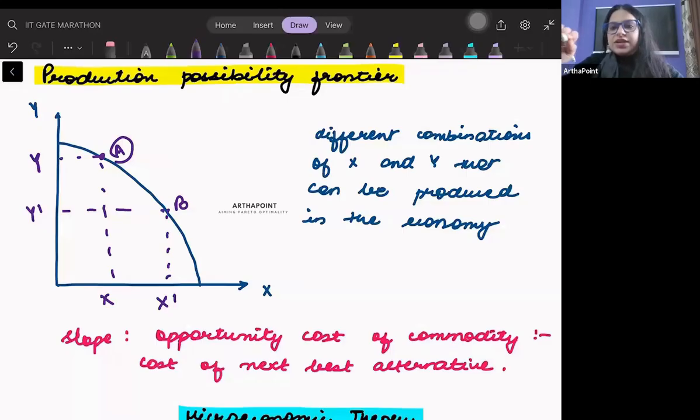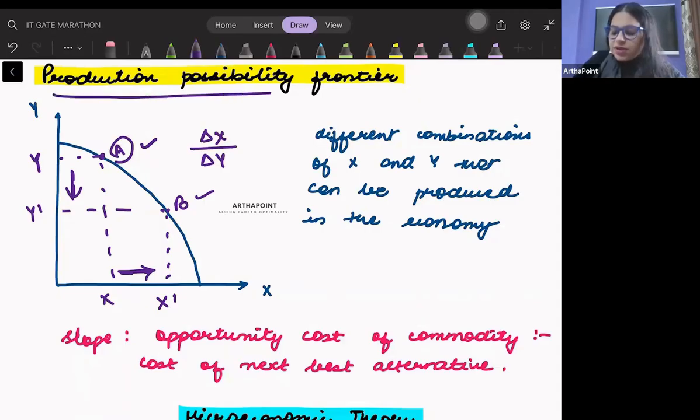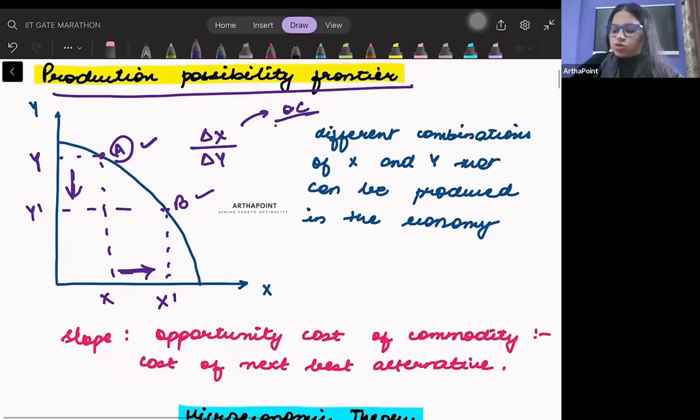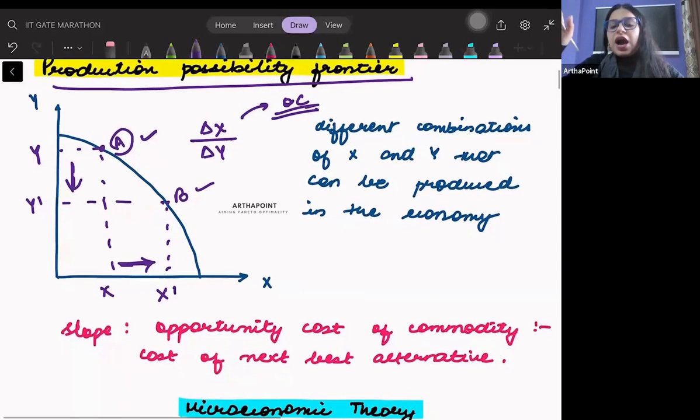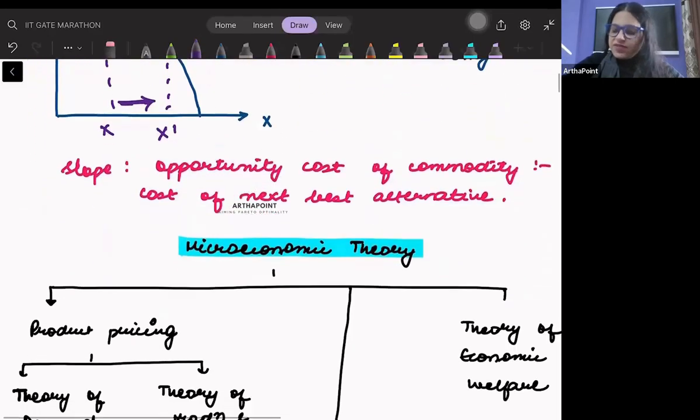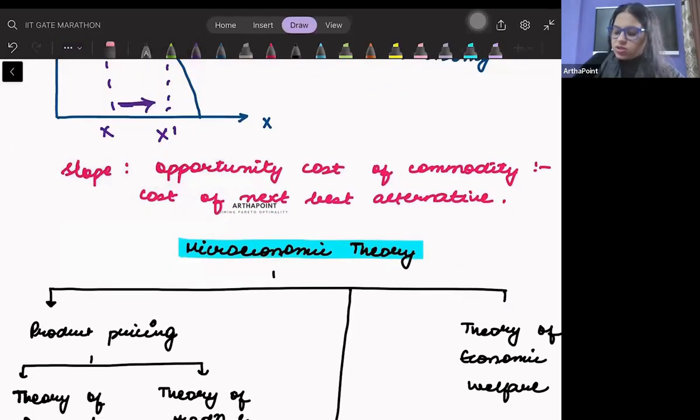Now try to understand that when I am going from A to B, अगर मुझे X को बढ़ाना है, to increase the production of X, I must give up some amount of Y. So I have to give up some amount of Y. So the slope of this PPF, the slope of the production possibility frontier, is known as opportunity cost. और ये क्या बताता है कि how much of one good you have to give up in order to produce the other good. अब इस PPF से रिलेटेड ना यू कैन गेट मल्टीपल क्वेश्चंस इन एग्जाम.